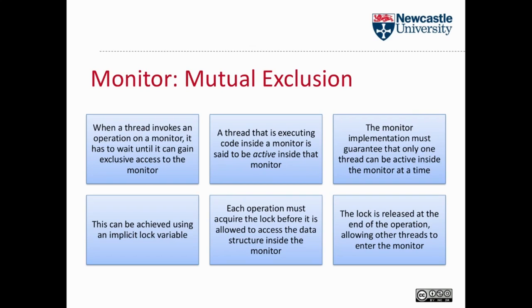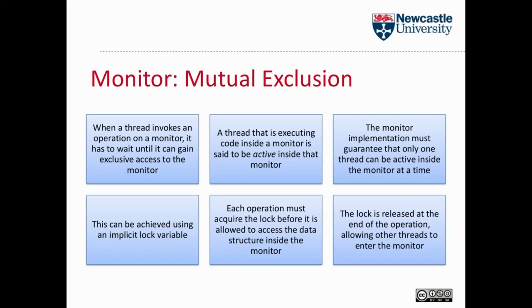You're just saying that the thread which is currently running a method of the monitor is called active. And that is actually the second step on top. The monitor implementation must guarantee that only one thread can be active inside the monitor at a time. How are you ensuring that? By using locks all over, for each public method.